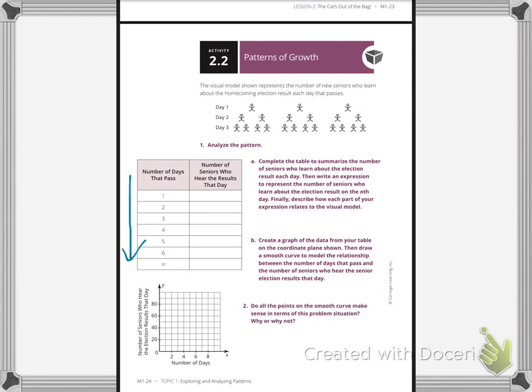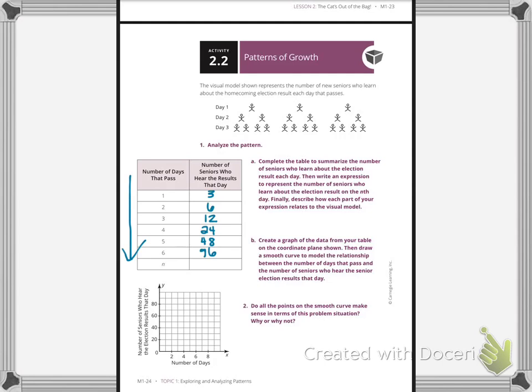So on day 1, it looks like we start with 3 seniors. On day 2, we have 2, 4, 6 seniors. Okay, on day 3, we have 2, 4, 6, 8, 10, 12 seniors. So if you notice, it looks like we are kind of multiplying by 2 each time. So my next one would be 24. Then we got 48. Then we have 96.